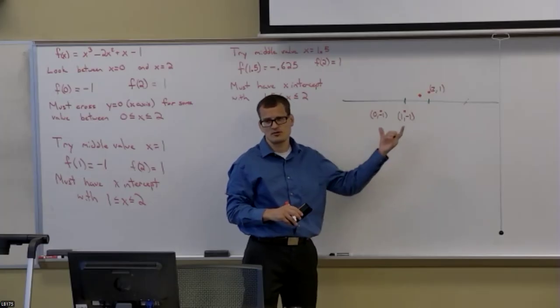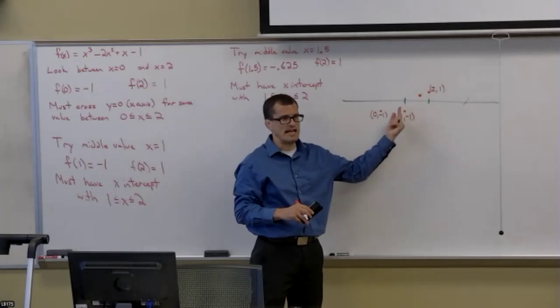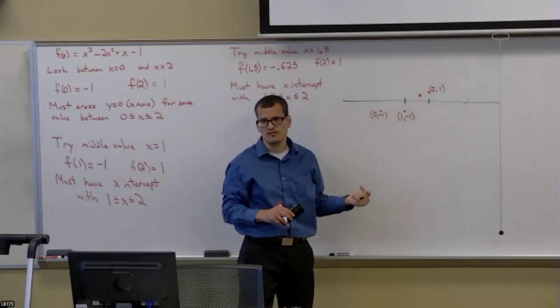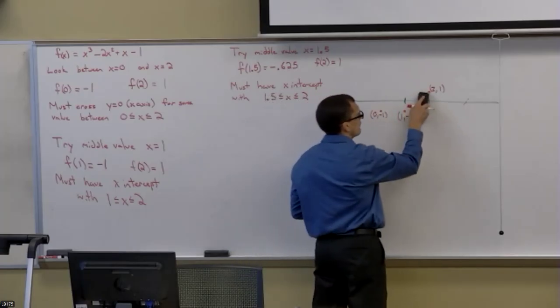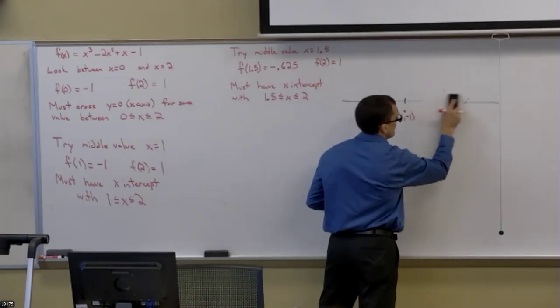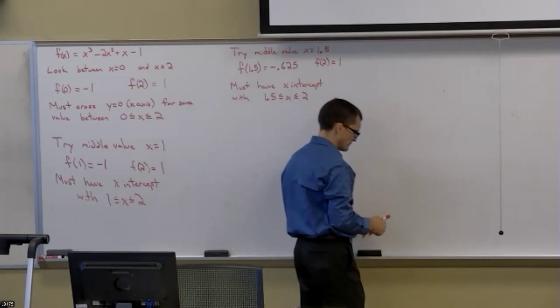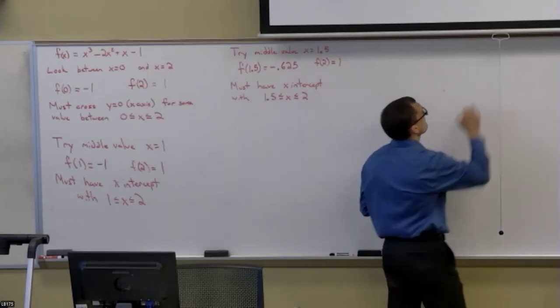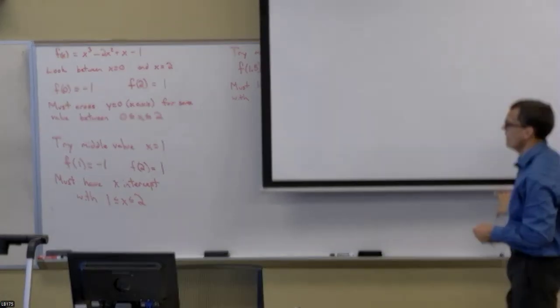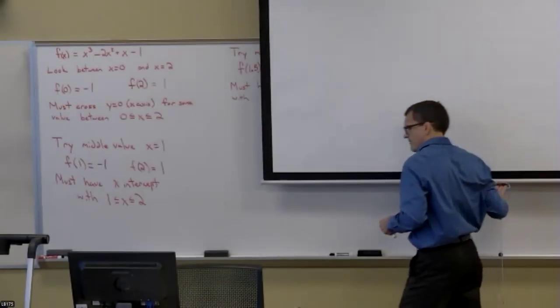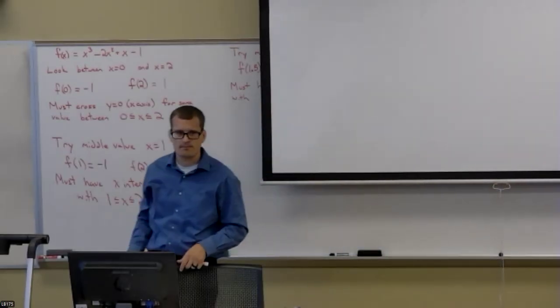That makes sense. So we just kind of narrow that interval as much as we want. And you can do that process over and over until you get a really good approximation of the x-intercept.